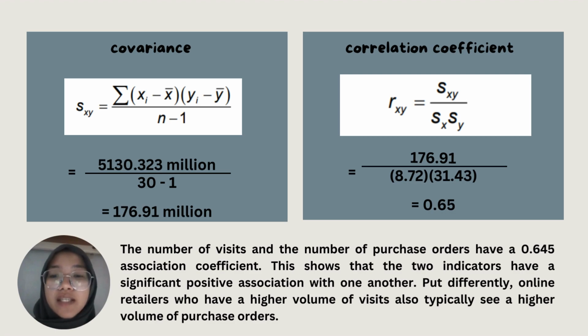The number of visits and the number of purchase orders have a 0.65 correlation coefficient. This shows that the two indicators have a significant positive association with one another. Put differently, online retailers who have a higher volume of visits also typically see a higher volume of purchase orders.